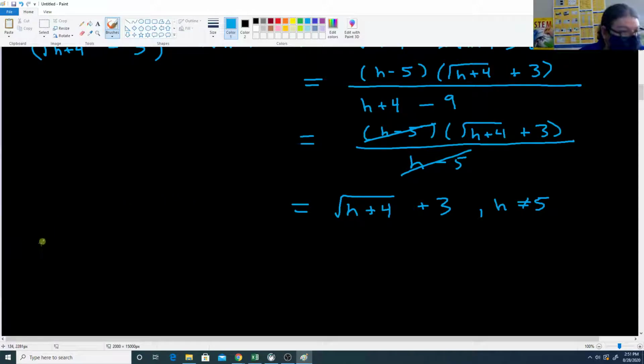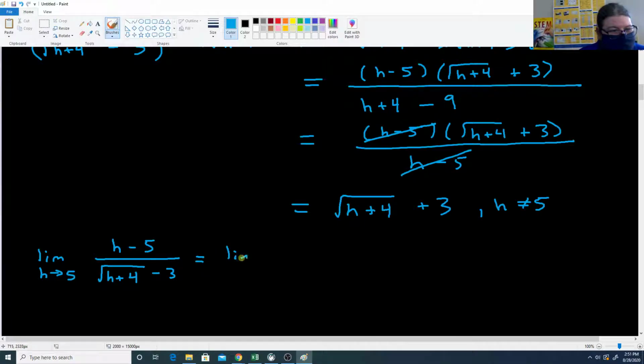So we'll write that out. The original limit we were curious about, the limit as h approaches 5 of (h minus 5) over (the square root of h plus 4, minus 3), is equal to the limit as h approaches 5 of the square root of h plus 4 plus 3.